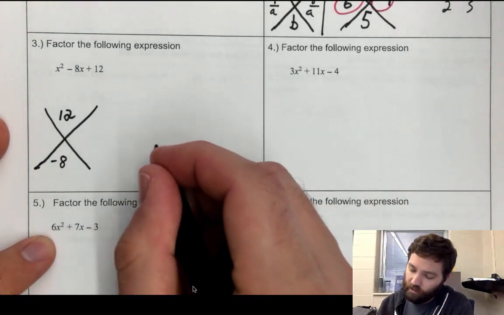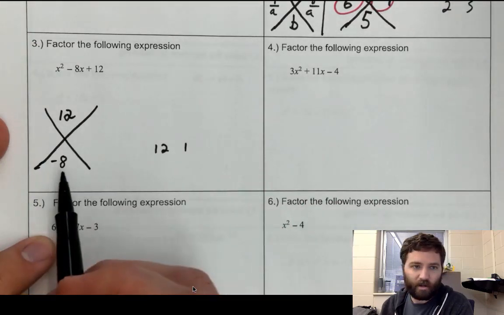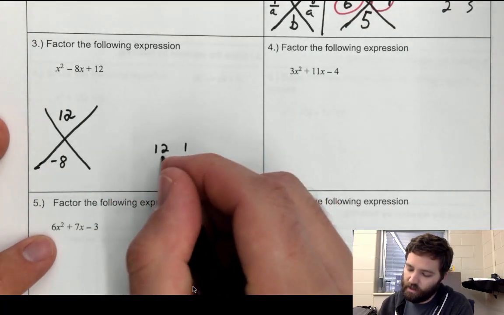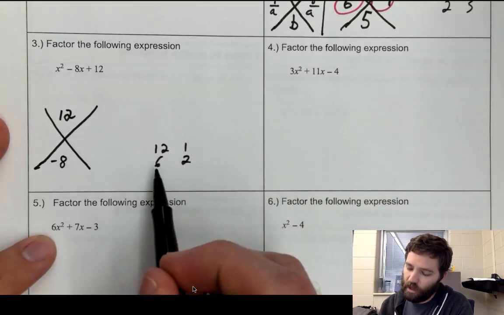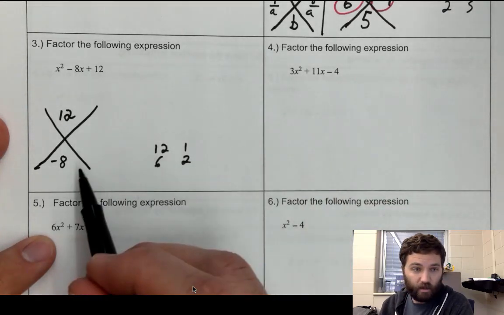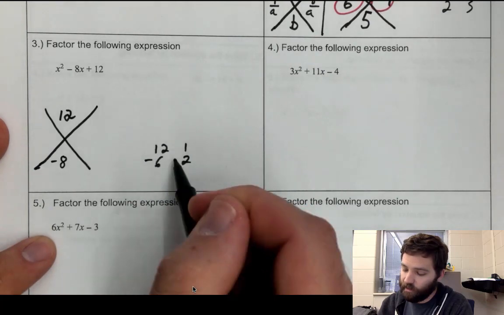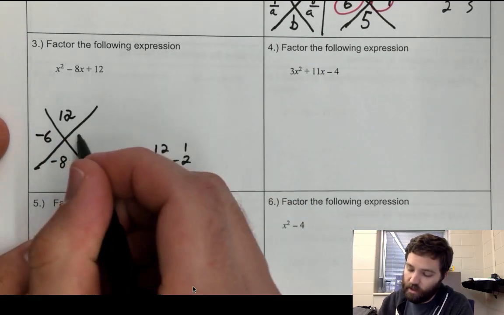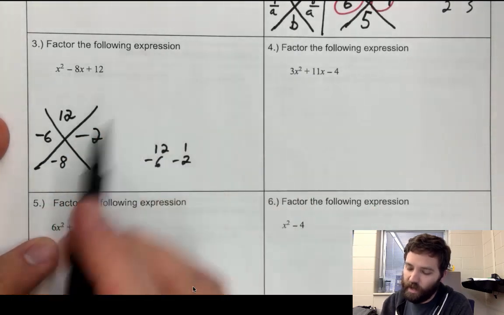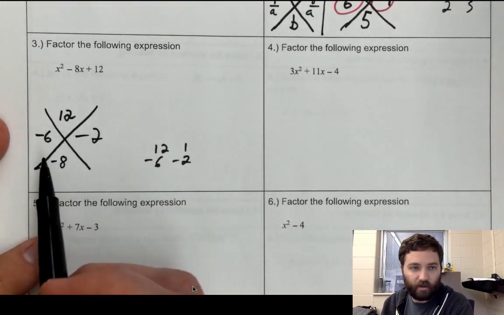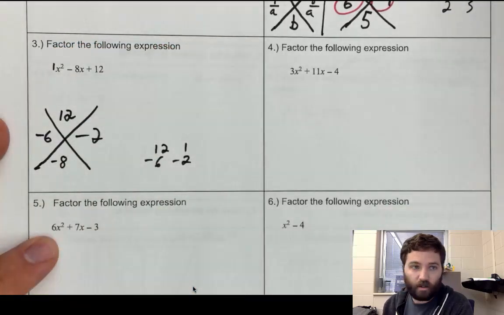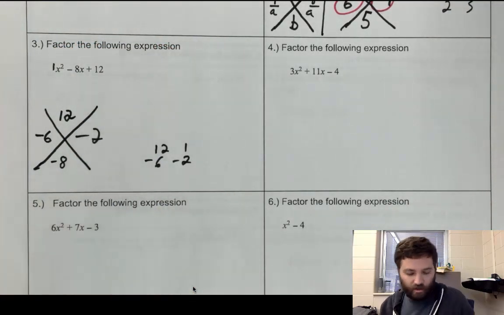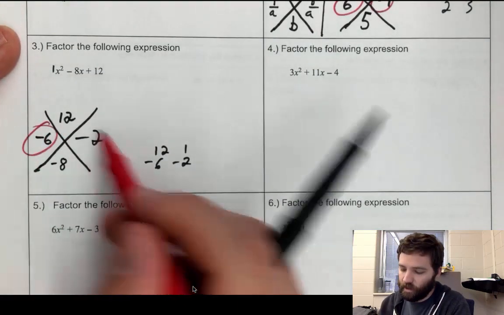So factors of 12: 12 and 1, well, that won't combine to give me negative 8 in any way. How about 6 and 2? 6 and 2 could combine to give me negative 8 if they were both negative. So I think that works. So I'll take negative 6, and I'll take negative 2, and then the last step in the x is to divide by a. Well, a is just 1, so dividing by 1 doesn't change anything. So these are my factors then.